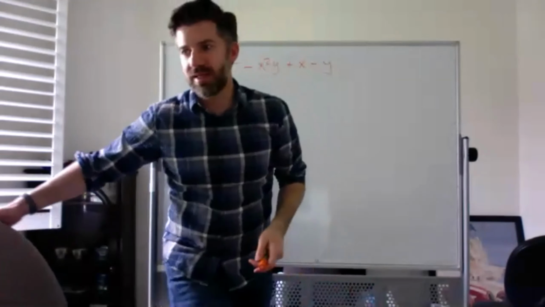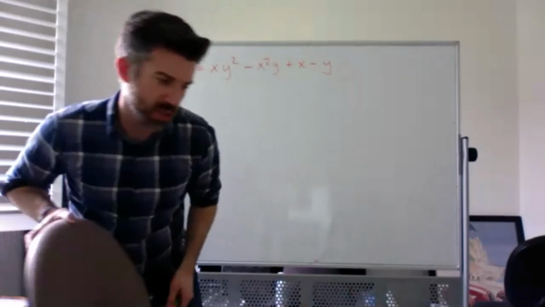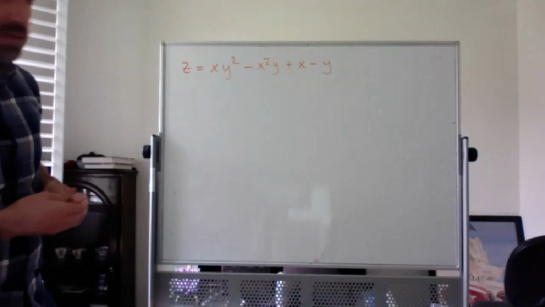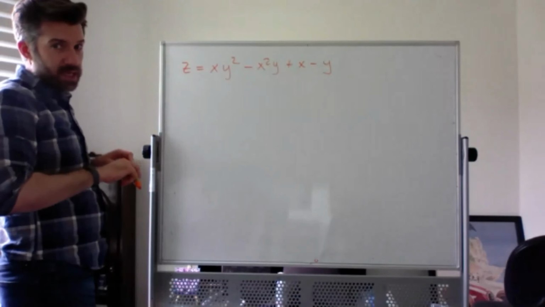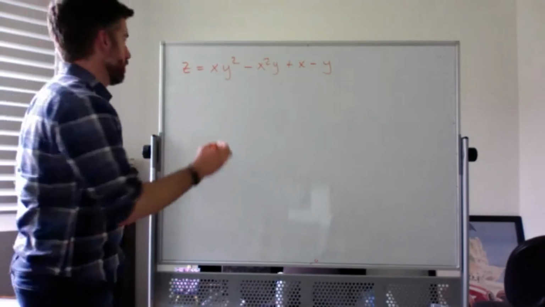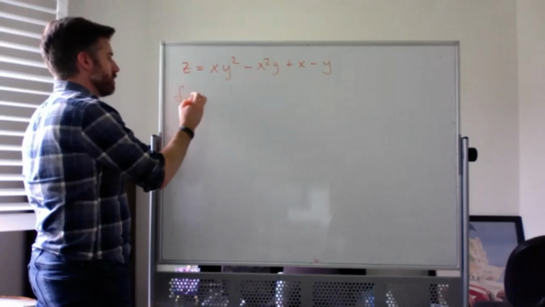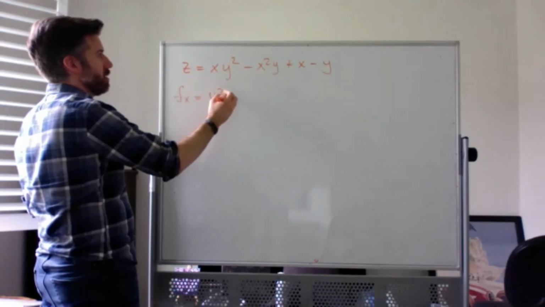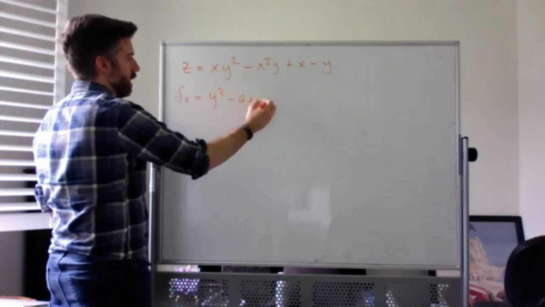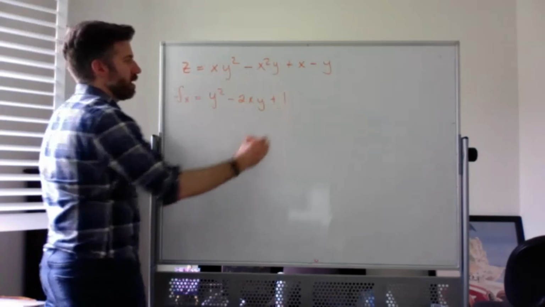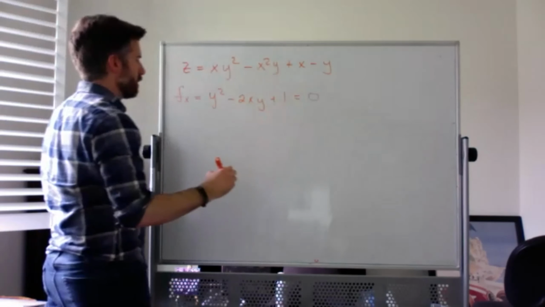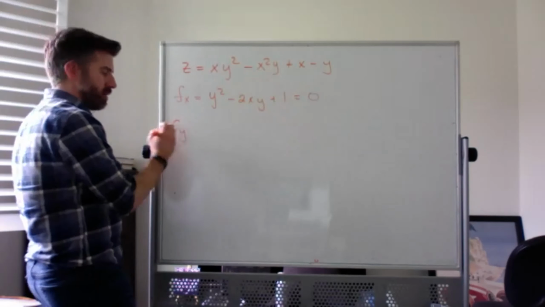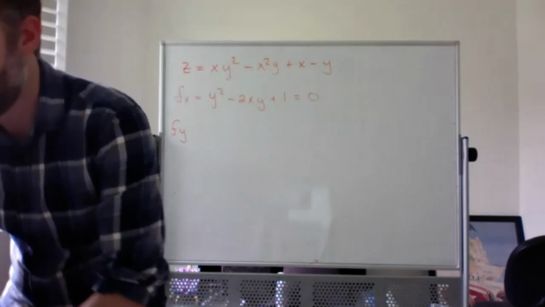So the thing with these is it can get challenging to find the critical points. But again, you're just setting each of the partials equal to 0. So fx here, differentiate with respect to x, I'm going to get y squared minus 2xy plus 1. I'm going to set that equal to 0. And then I want you guys to find fy. Find the partial with respect to y.